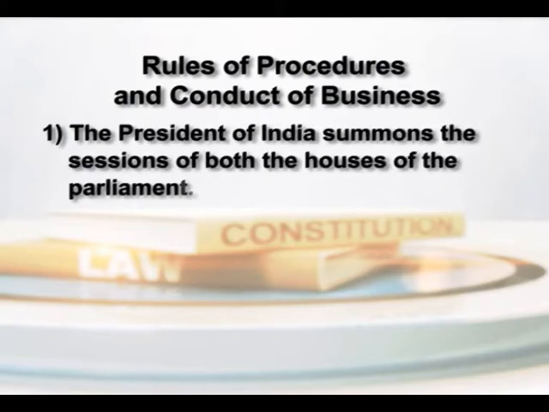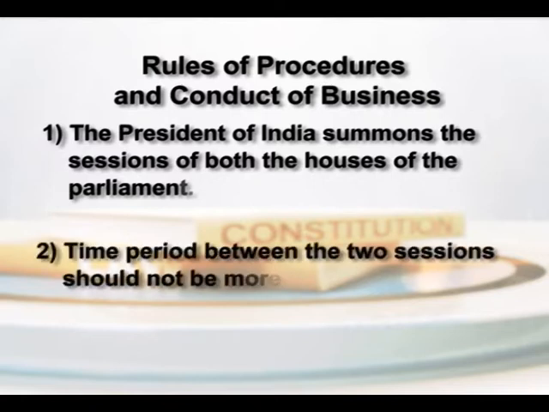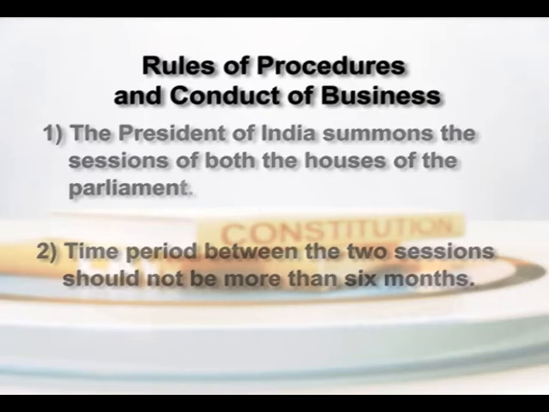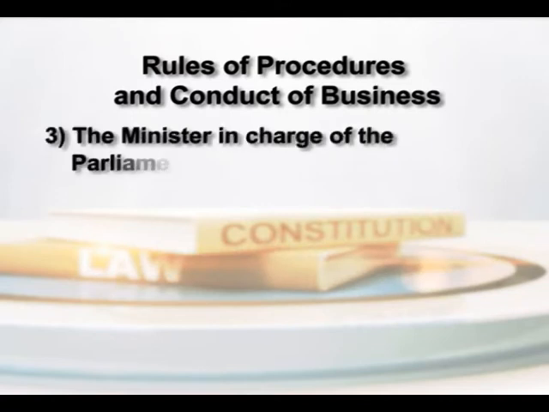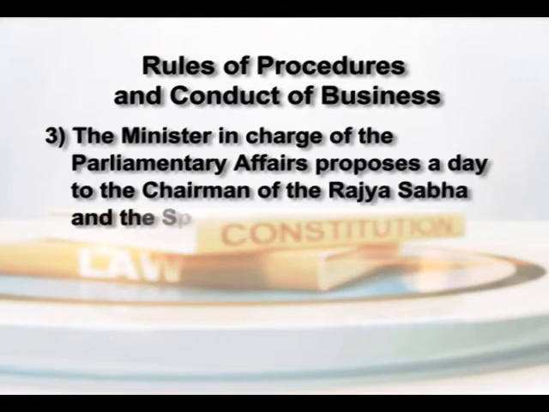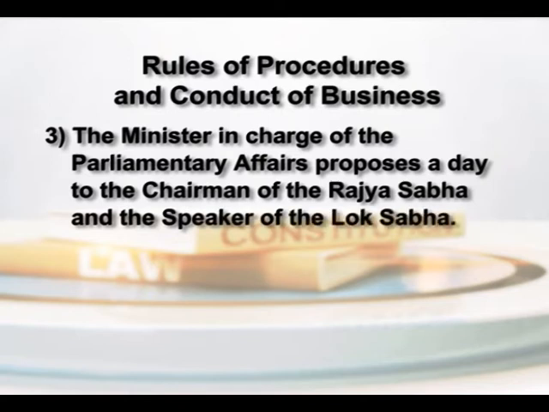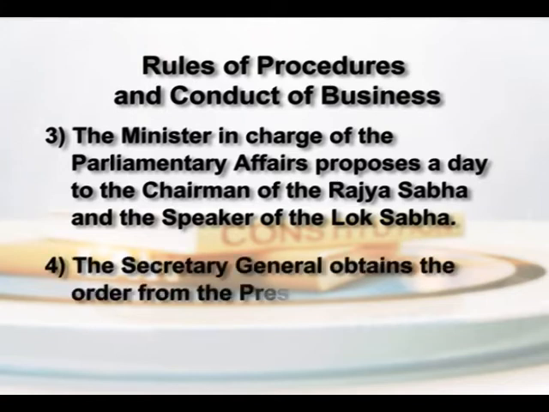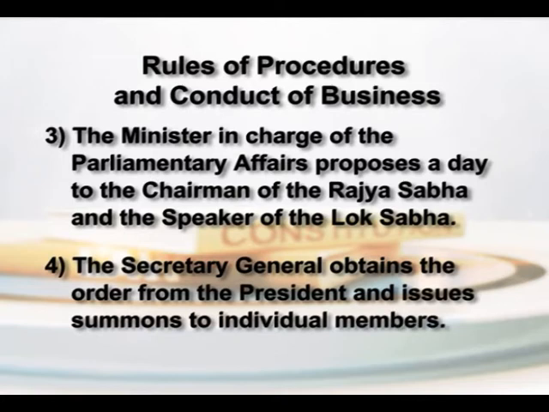Now, it is the President of India who summons the sessions of both the houses of the Parliament. Here it is to be noted that so far as summoning of the sessions of the two houses is concerned, the time period should not be more than 6 months in between the two sessions. In actual practice, it is the Minister in charge of Parliamentary Affairs who proposes a date to both the Chairman of the Rajya Sabha and the Speaker of the Lok Sabha. Then the Secretary Generals obtain the orders from the President and issue summons to the individual members.